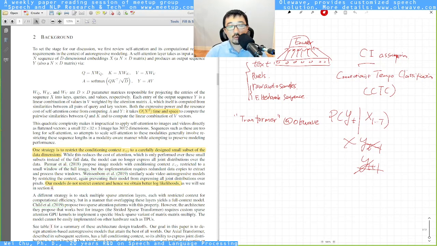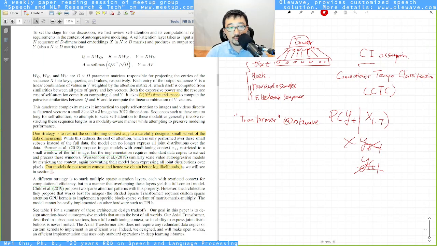Okay, so they want to reduce the conditional context and design a small set of data dimensions. If they can reduce the size n, they can reduce the complexity, right? How do they do this? They do not restrict the context, so they get better log likelihood. If you restrict the context, something like the conditional independence, your model computation is faster, but you won't get better log likelihood because the assumption hurts your model quality.